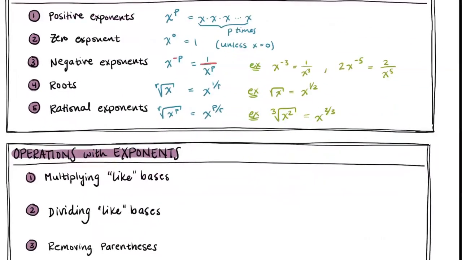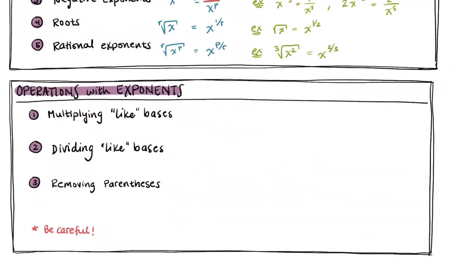All right, the second kind of chunk of things that we're going to review is how we combine things with exponents. So I'll call this operations with exponents. The first operation is how do you combine things together if you're multiplying two things that have the same base? So multiplying like bases. For example, if we have the same base x to some kind of power, I'll use m, and then we're multiplying that by x to another kind of power, I'll use n.